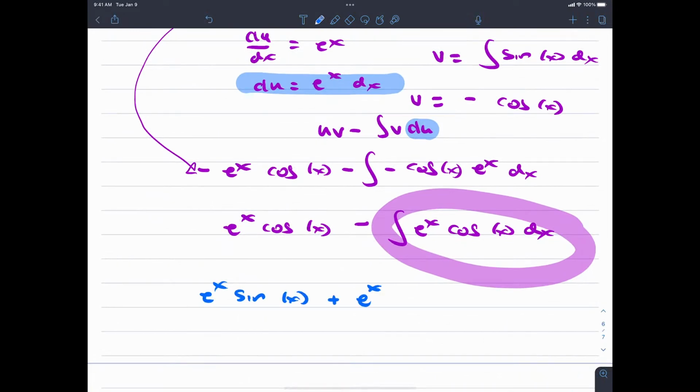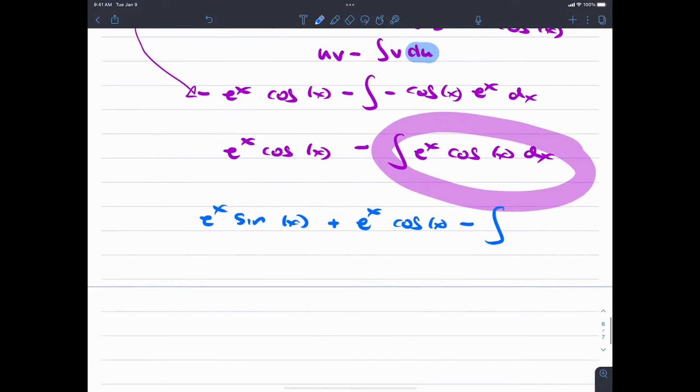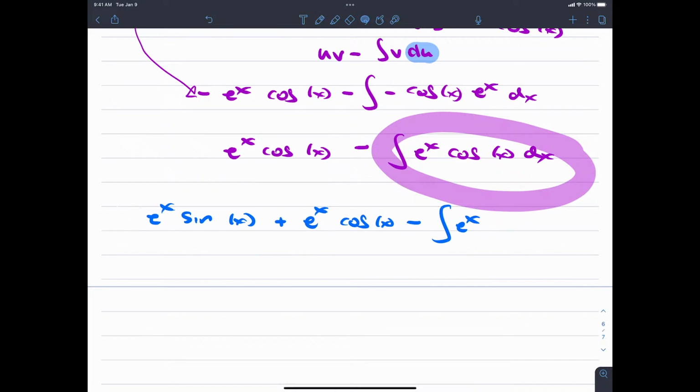Plus e to the x cosine x minus that integral again. Right back where we started. Okay? And everybody came back the next day and everybody's like, wow, I'm stuck. I don't know what to do. And people tried different U's and different DV's, and then they got stuck again.